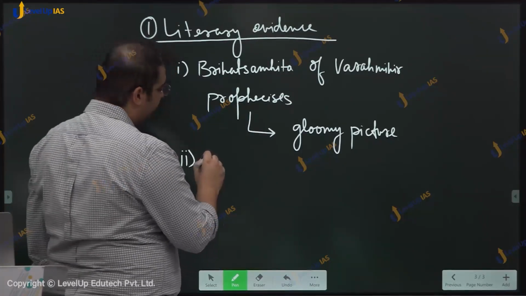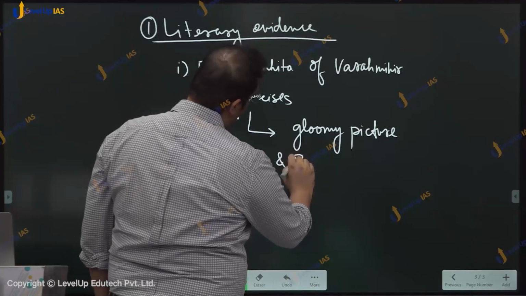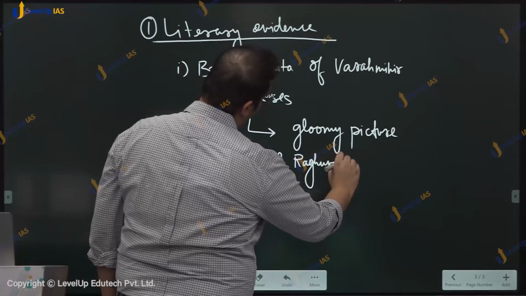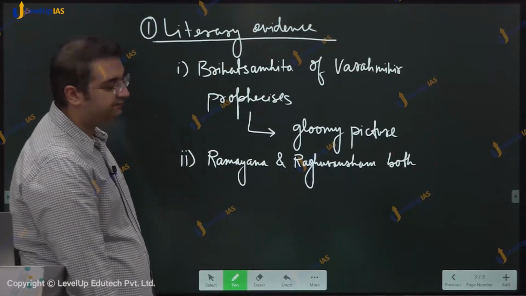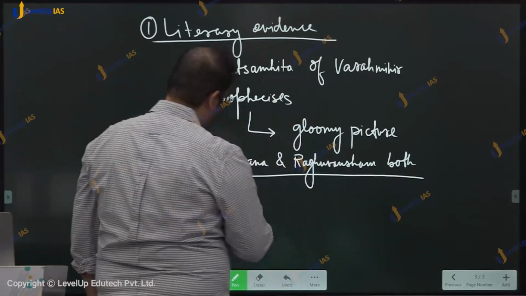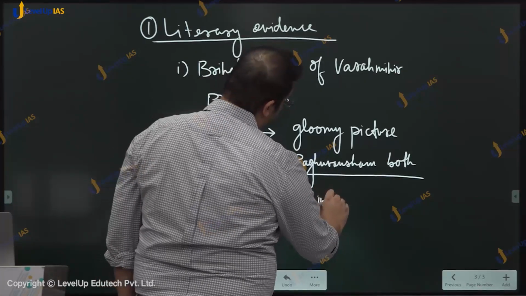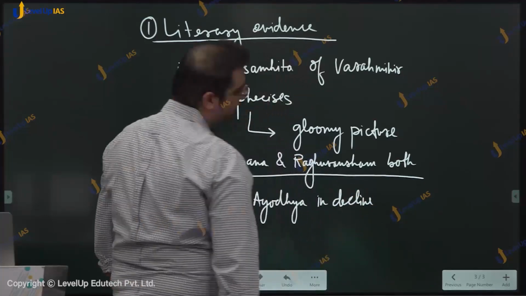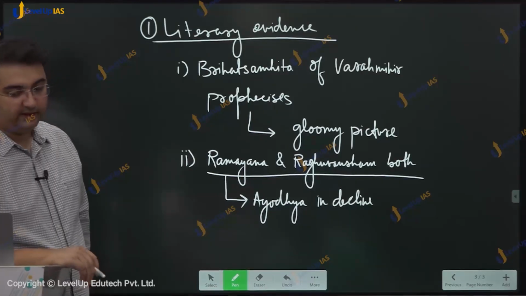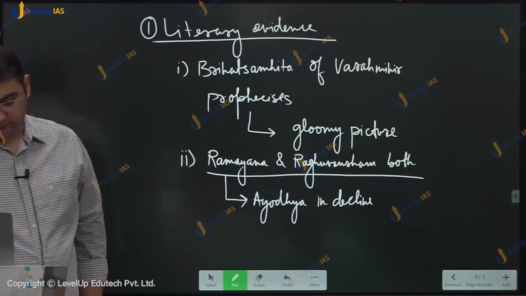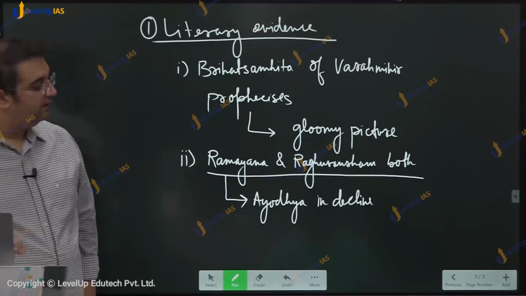Second, likewise, the Ramayana and Raghuvansham both present the picture of Ayodhya in decline following the exile of Rama. ठीक है? Next, right.